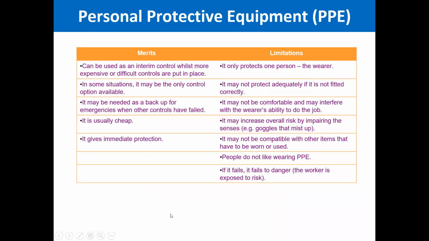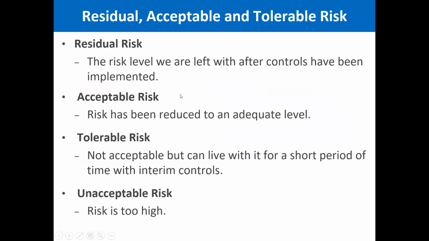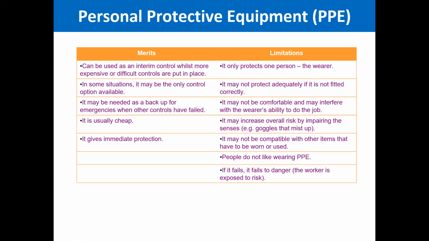What are the benefits and limitations of PPE? The benefits of PPE are, number one, they can be used as an interim control while more expensive or difficult controls are being put in place. In some situations, it may be the only control available, and it may be needed as a backup for emergencies when other controls have failed.